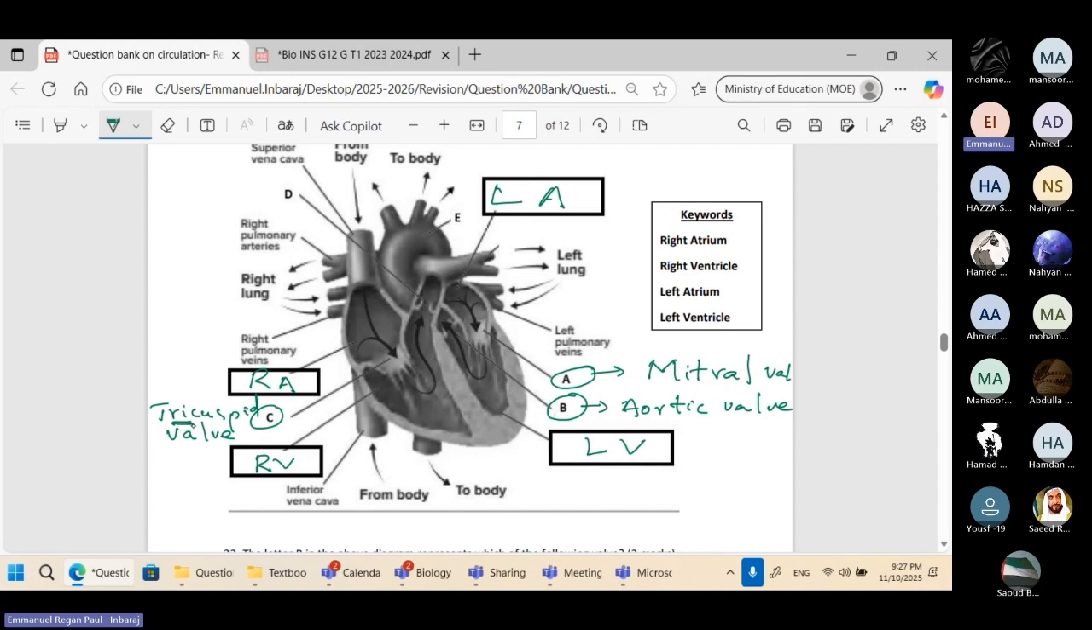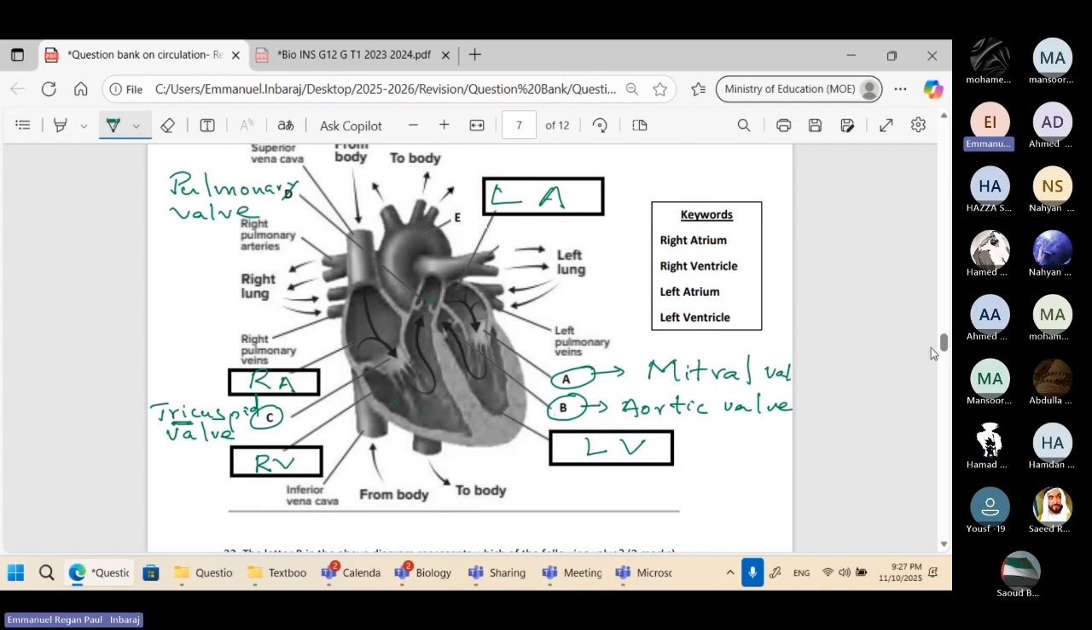Keep it like that, because you're not going to memorize. You get the answer options there. A, B, C, D. They put mitral, they put tricuspid. Mitral is different, but on the right side, if they give options, tricuspid is easier. So this is tricuspid valve. Then what is D? It's going to the lungs. Lung means it is pulmonary. So this is called pulmonary valve.